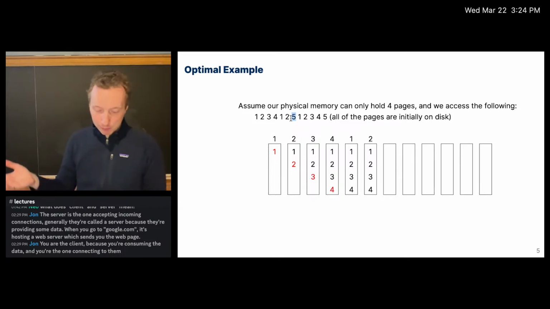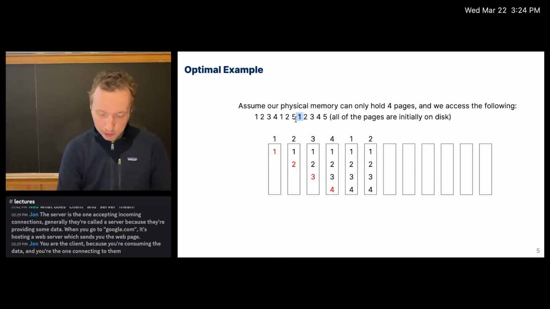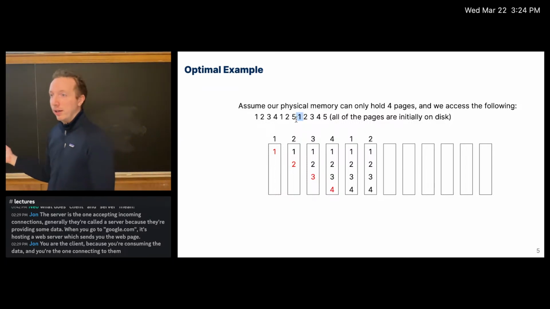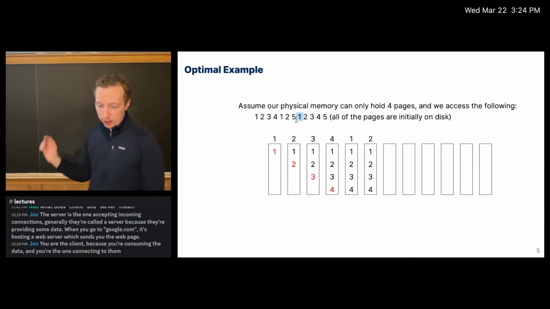So if we kick out page 1 now, so we replace page 1 with page 5 in memory, then whenever we do the next access of page 1, well, we just kicked it out, so we have to reload it again, so that's a big waste of time. So if we're doing the optimal thing, we will kick out whatever page is not going to be used for the longest time.